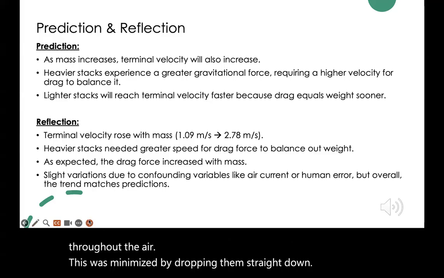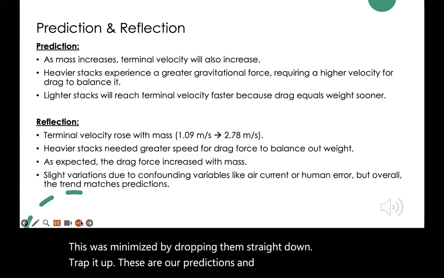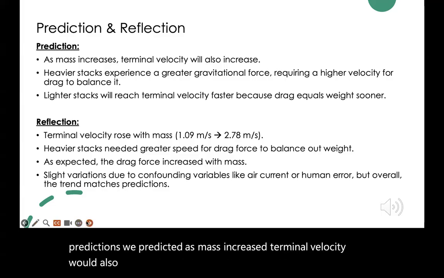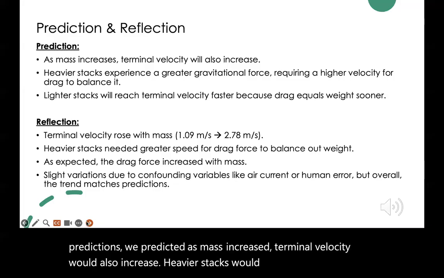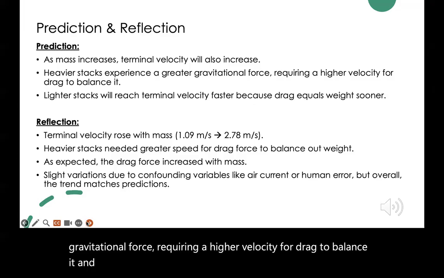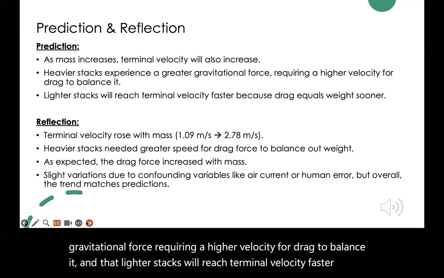To wrap it up, these are our predictions and reflections. So for our predictions, we predicted as mass increased, terminal velocity would also increase. Heavier stacks would experience a greater gravitational force requiring a higher velocity for drag to balance it, and that lighter stacks will reach terminal velocity faster because drag equals weight sooner.